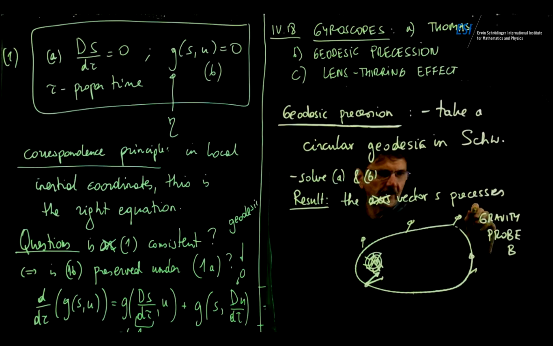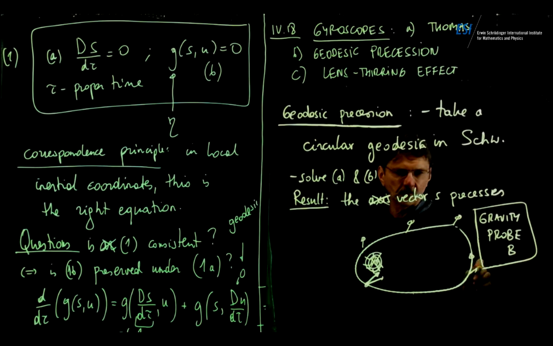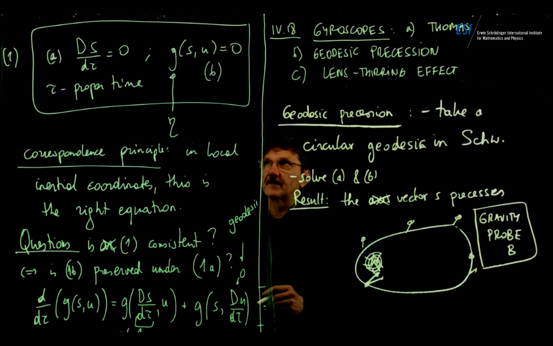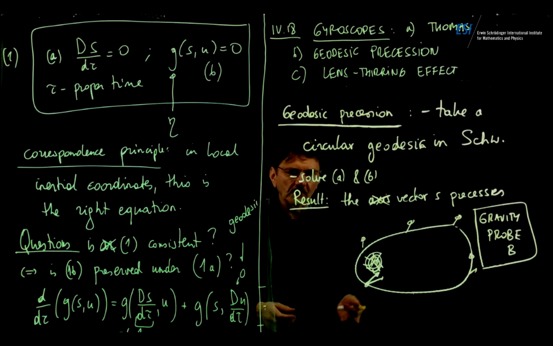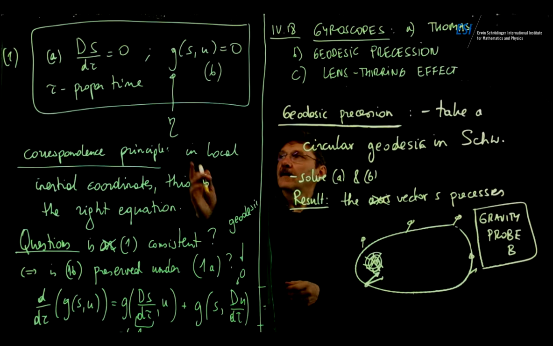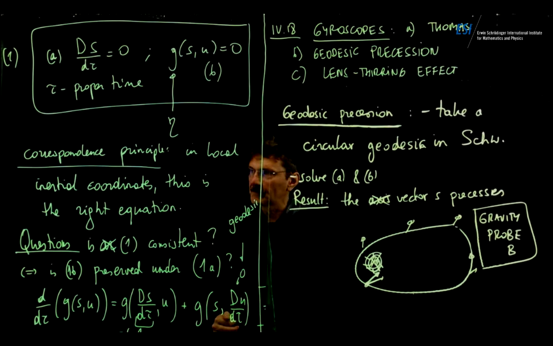And this has been confirmed by this experiment, Gravity Probe B, confirmed in the sense that you take these equations and you solve them. It's a bit of work, not too much in a circular geodesic, a little more on a general geodesic, like one followed by this satellite. Then we solve this equation, and you're going to see that there is a precession effect. You measure it, and it's the same as this equation was telling you it's going to be.